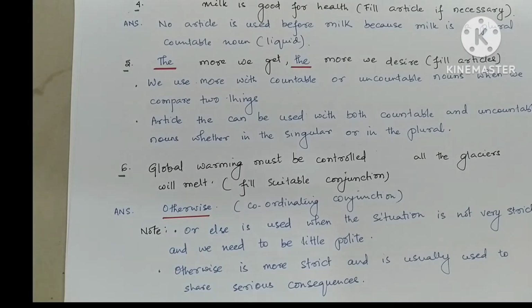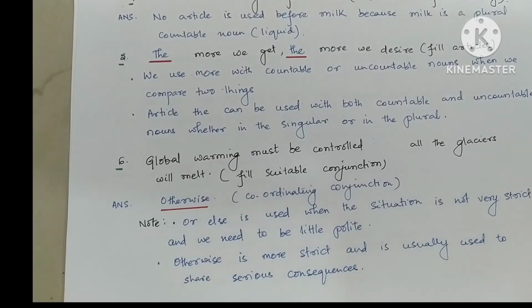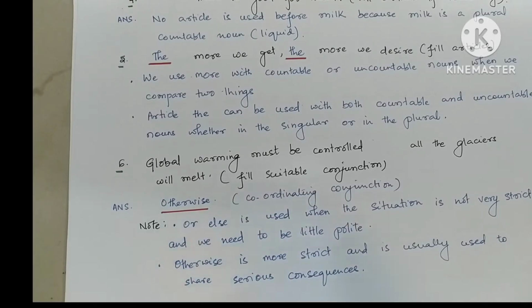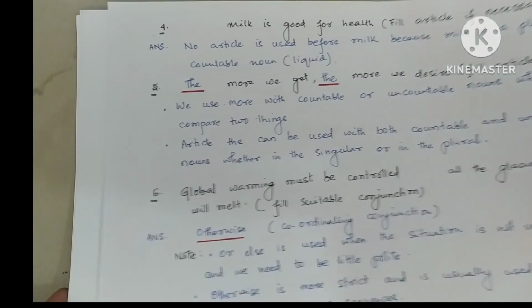Now children, you might have a doubt, why can't we use global warming must be controlled or else? Why can't we write or else instead of otherwise? There is a reason for it. Or else is used when the situation is not very strict or very grim or very severe and we need to be a little polite. Otherwise is for a more strict, more severe situation and is usually used to share serious consequences, whereas in this case it is if global warming is not controlled, then all the glaciers will melt. It is a very serious concern or consequence. That is why we use otherwise and not or else.